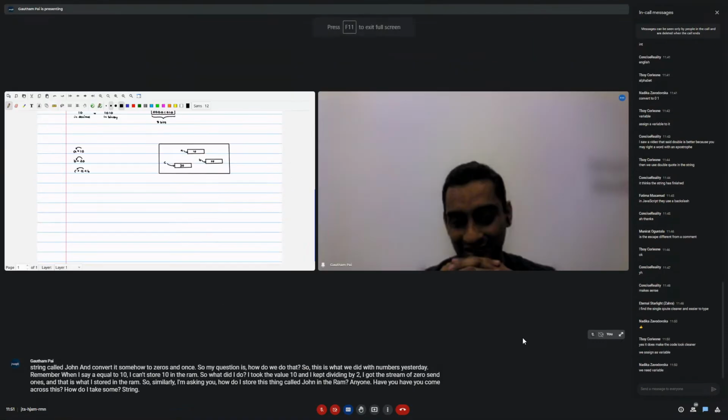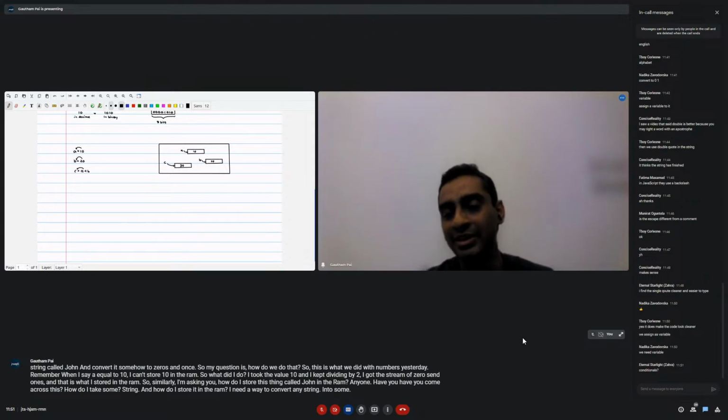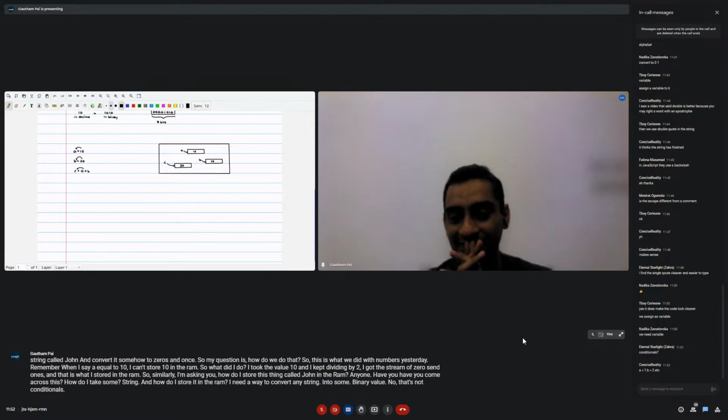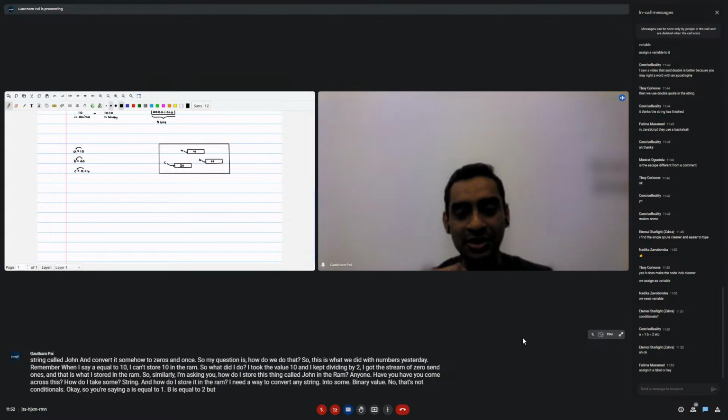String, and how do I store it in the RAM? I need a way to convert any string into some binary value. No, that's not conditionals. Okay, so you are saying A is equal to 1, B is equal to 2, but 2 also I can't store in RAM. So what can I do?